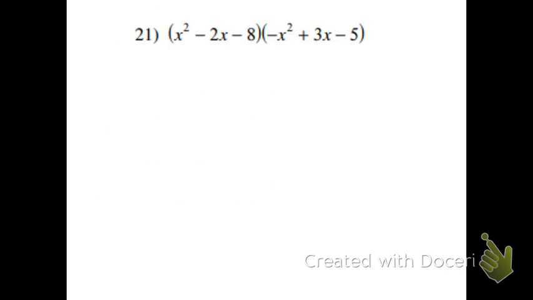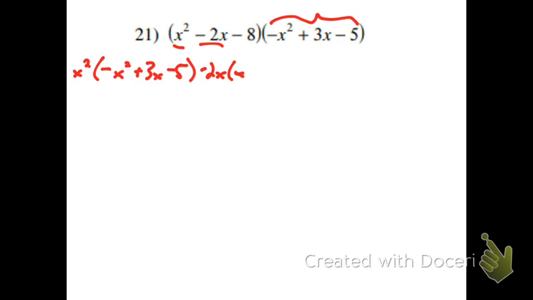Next problem is the big one, I think. Yep, this is my trinomial times a trinomial. So look out, y'all. Here it goes. We're going to take the x squared, and we're going to multiply it by this whole trinomial here. So negative x squared plus 3x minus 5. And then I have minus 2x times negative x squared plus 3x minus 5. Then I have negative 8 times negative x squared plus 3x minus 5.